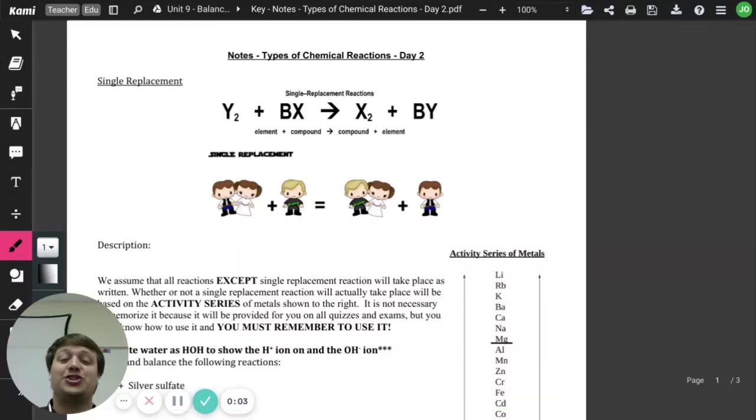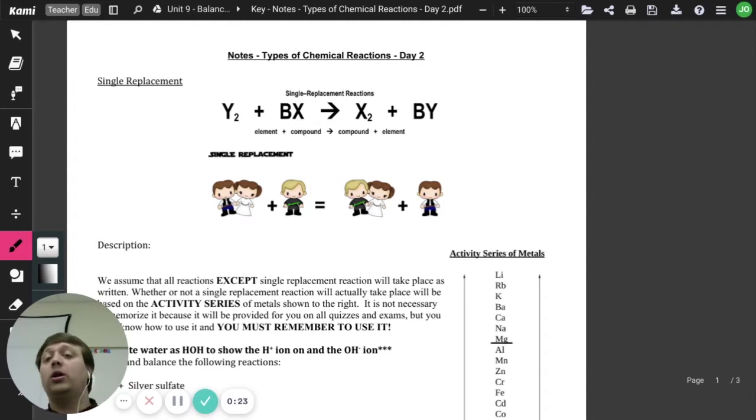Mr. Oglesby here. So today we are going to be continuing our notes on types of reactions. Now for this, I would highly suggest you have a periodic table because you will still need to know how to write those formulas for those different compounds that we are talking about today. So let's go ahead and get started with this.